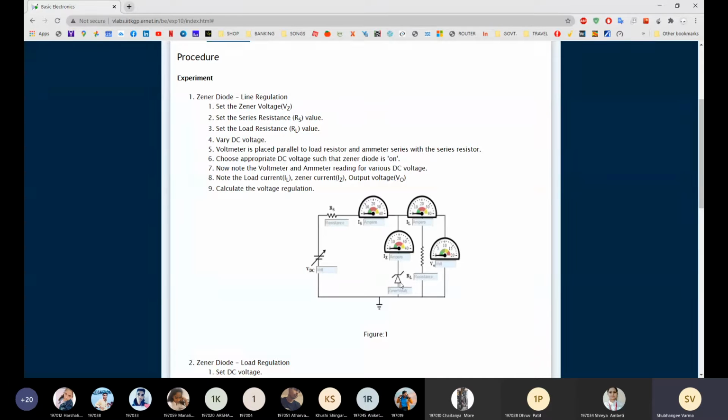What is Zener voltage? Zener voltage is the voltage in reverse bias condition, and that is the constant voltage when the Zener diode is reverse biased. So the Zener voltage means a constant voltage given by that Zener diode in reverse bias condition.